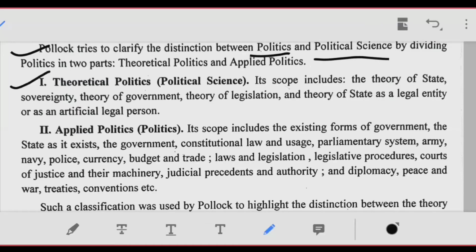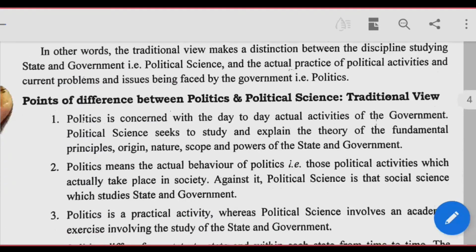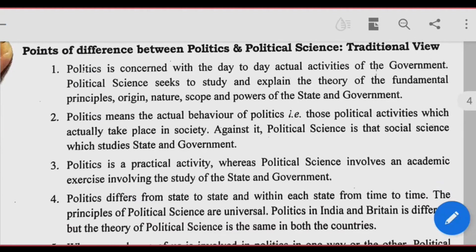And the next one: when we apply the same theory, that is known as applied politics. Its scope includes the existing form of government, the state as it exists, the government, constitutional law, parliamentary system, army, navy, police, currency, budget, trade, laws. All these are within the ambit of a state. Okay, so now let us move on to the difference. We are now going to differentiate between politics and political science. This is very easy. You'll easily understand the concept.